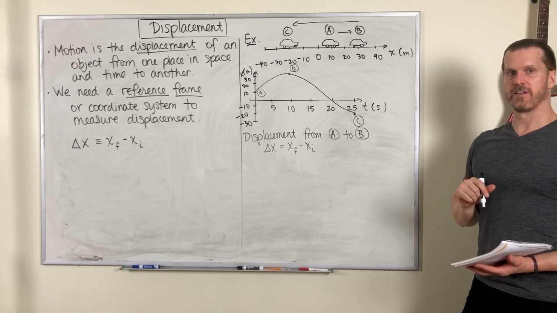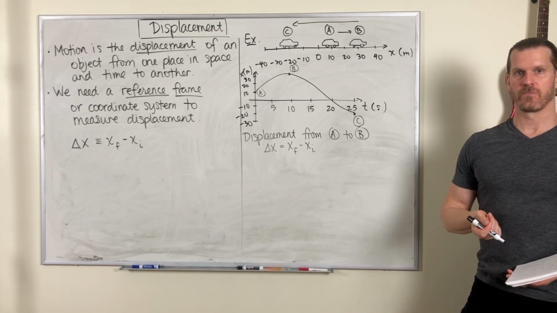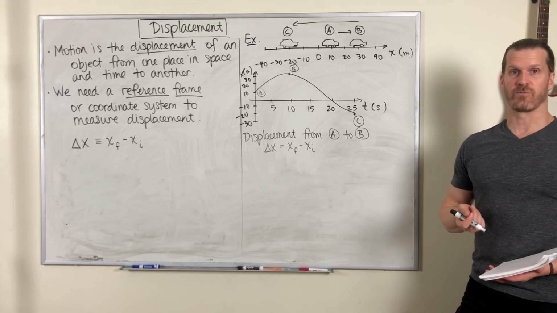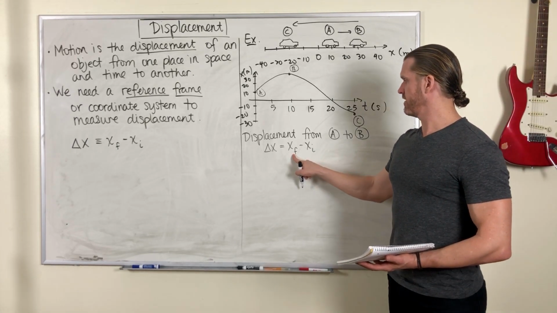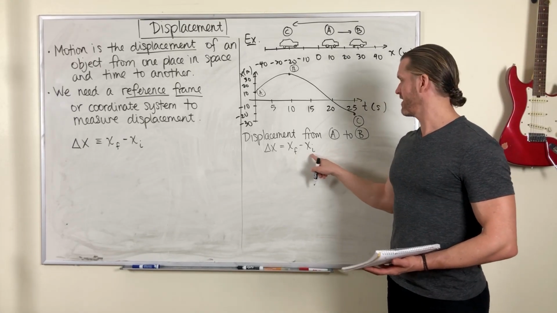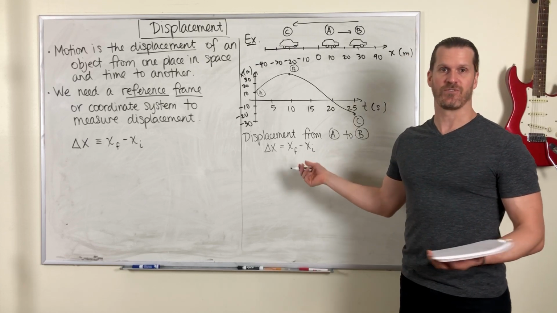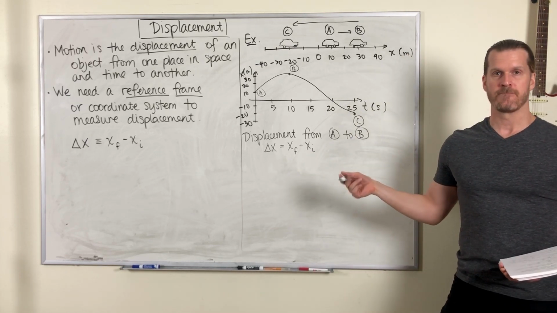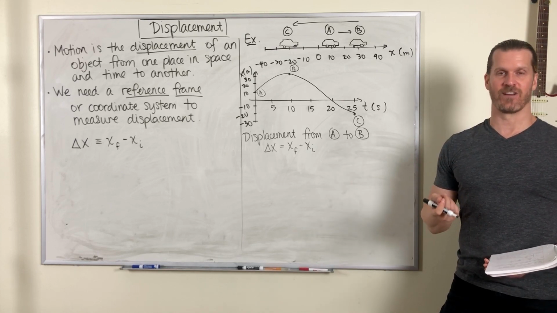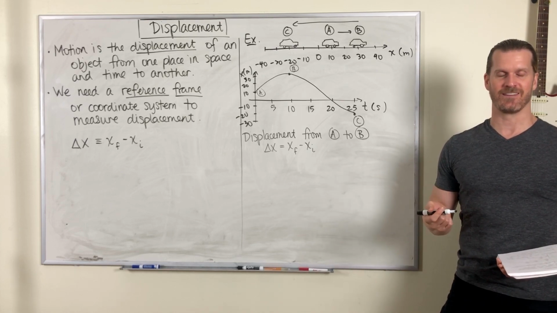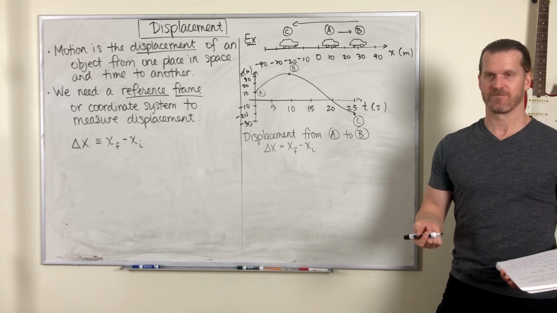Now, here's something that you need to get used to in this class. This will come up a lot. I use these labels final and initial. The textbook uses these all the time too. You need to understand the context of what final and initial mean for the question that's asked.